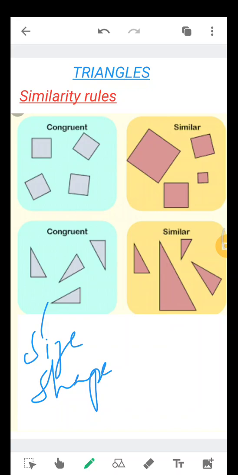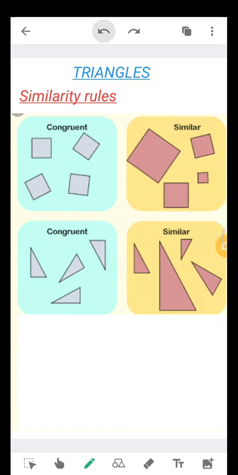You can see all these squares have the same size and same shape, so they all are congruent. Even these triangles have the same size, same shape, so they all are congruent. We studied the congruency rules in class 9th.